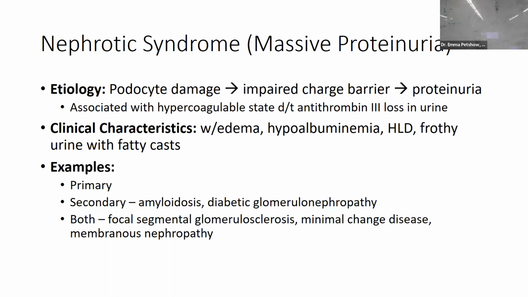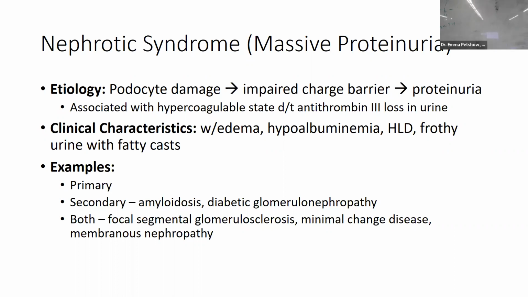And if it's allowing more protein to escape into the urine, it's going to allow some other proteins or molecules to escape as well, antithrombin 3 being one of them. Typically, we see this associated with a hypercoagulable state because of that antithrombin 3 loss in urine. You don't see hematuria or red blood cell casts typically with this syndrome. You'll see edema, hypoalbuminemia, hyperlipidemia, increased cholesterol, and specifically in urine, frothy urine with fatty casts. So if you hear fatty cast or frothy urine, think nephrotic.